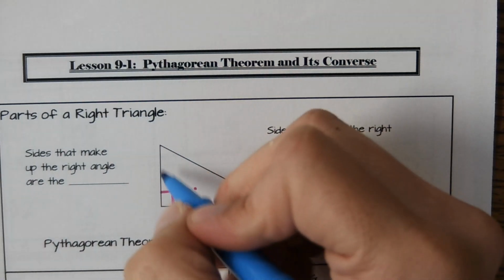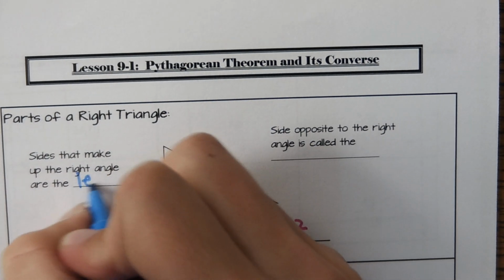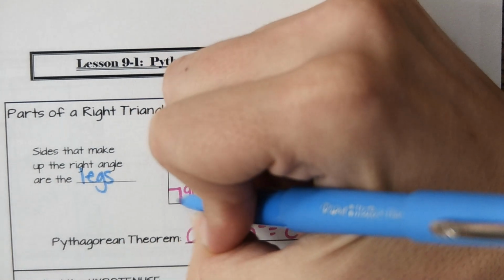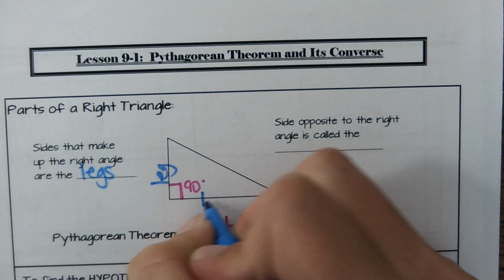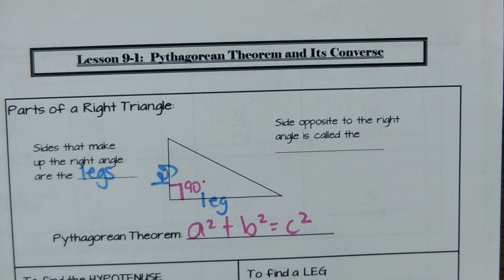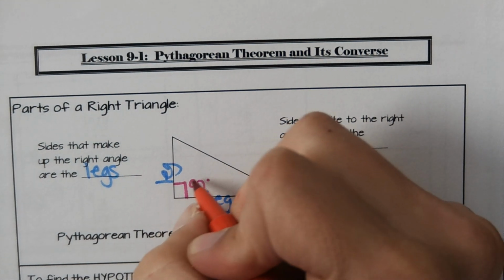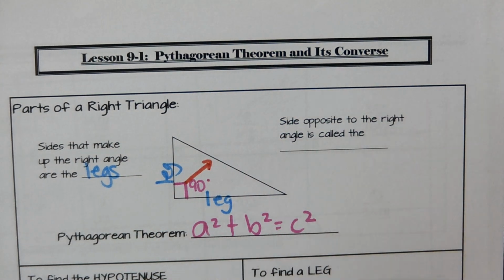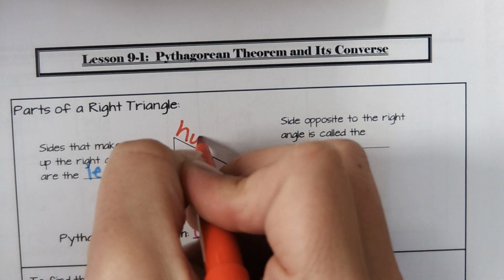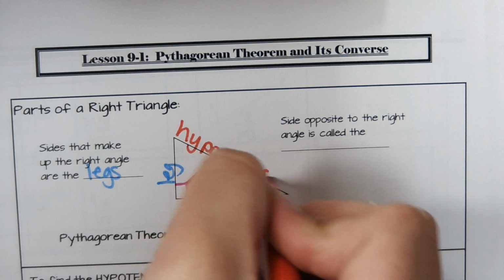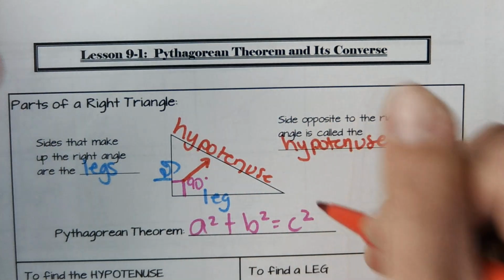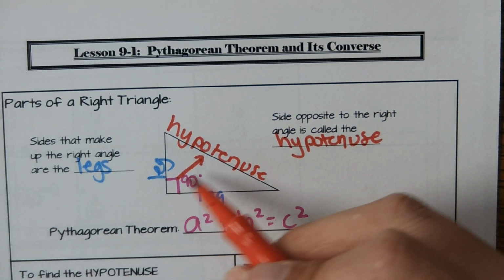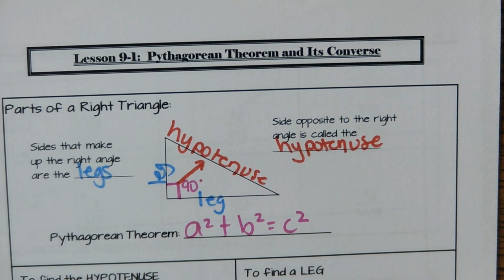The sides of the right triangles are called legs. So the two sides adjacent to the 90-degree angle are called legs. So this is a leg, and this is a leg of the triangle. And then the side opposite the right angle, so here's the right angle, the side opposite that is called the hypotenuse. The hypotenuse is the longest side of a right triangle, and you can always identify it because it's opposite the 90-degree angle.